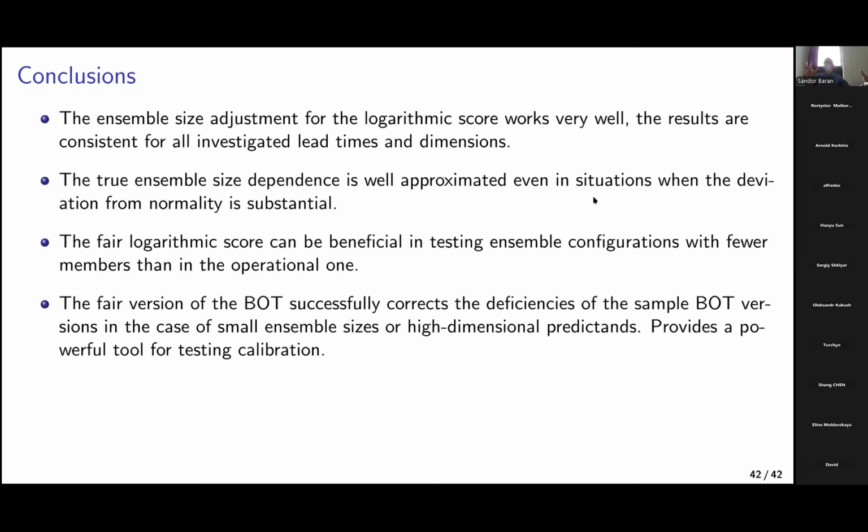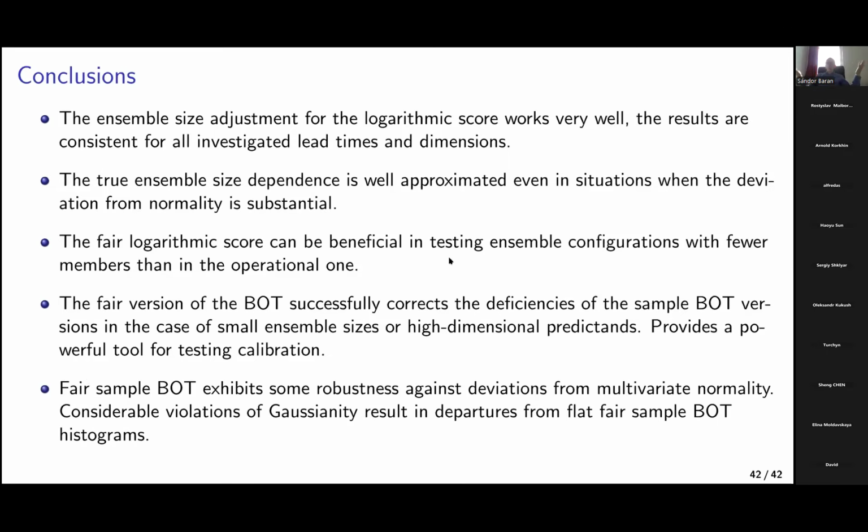Again, the fair version of the BOT corrects nicely the deficiencies of the sample BOT versions in the case when we have high dimensional predictors or small ensemble sizes, so their behavior is roughly independent of the sample size to dimension ratio. So it provides a powerful tool for testing calibration, and it still exhibits some robustness against deviations from multivariate normality. Of course, if the data are highly non-Gaussian, then it departs from the flat sample BOT histograms.